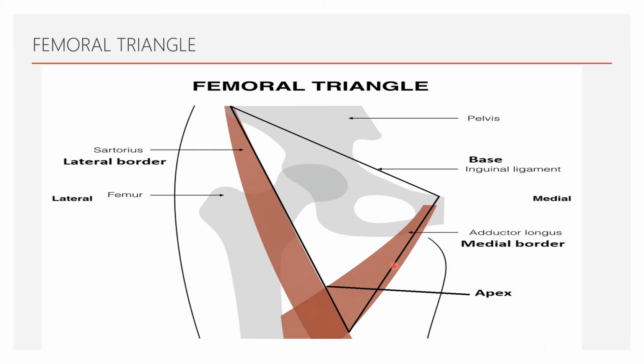Now this is a medial border of femoral triangle. Medial border of the femoral triangle is facing towards the medial side of the thigh and it is formed by medial border of adductor longus. This is a muscle, adductor longus. Next, lateral border. You can see this is a lateral border. The lateral border of femoral triangle is formed by the muscle sartorius. The medial border of sartorius forms the lateral border.